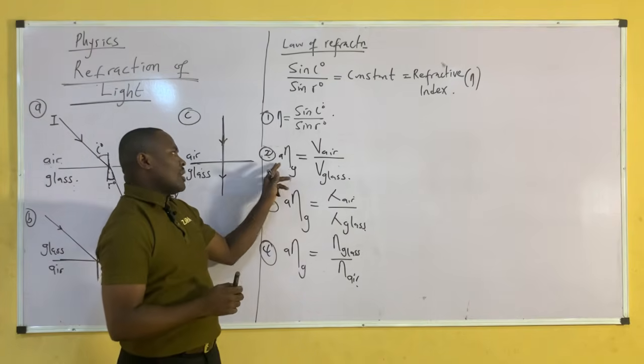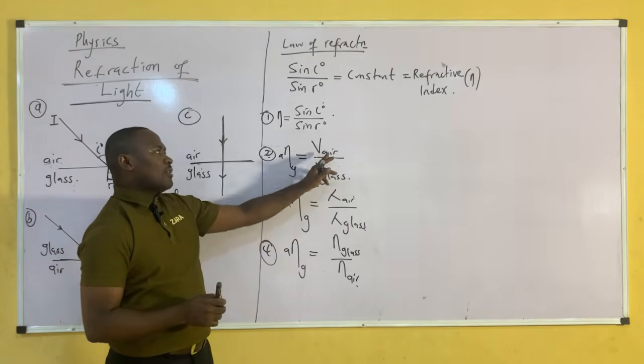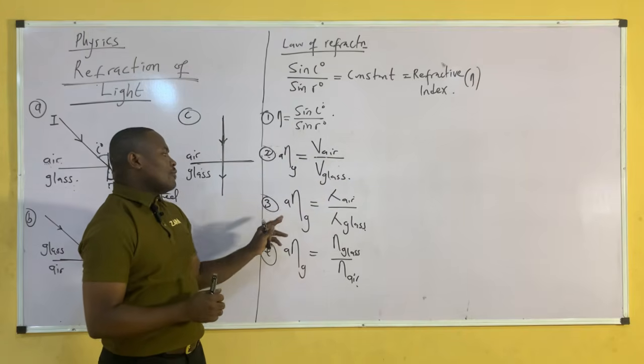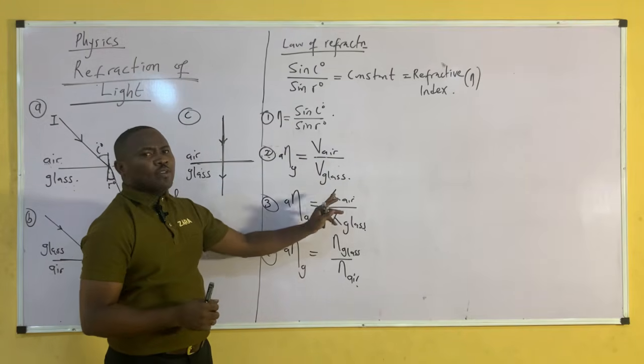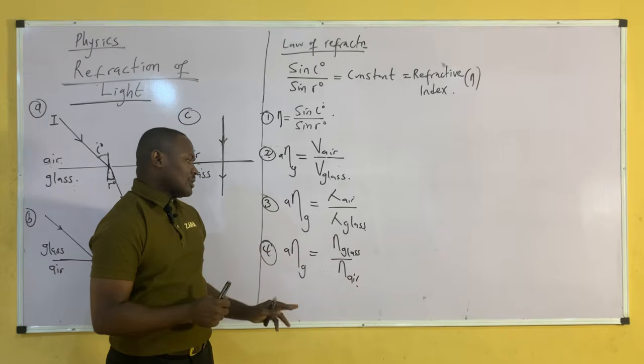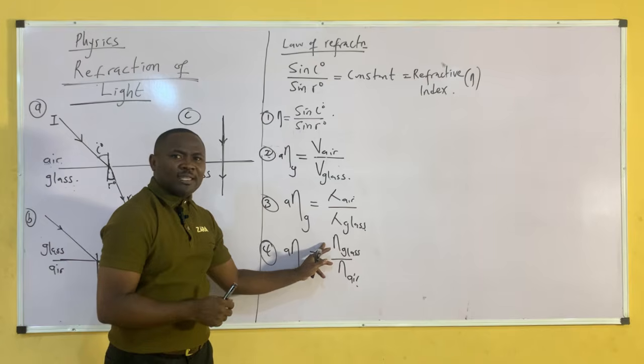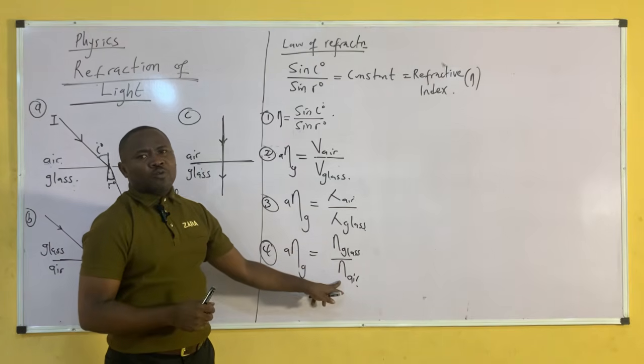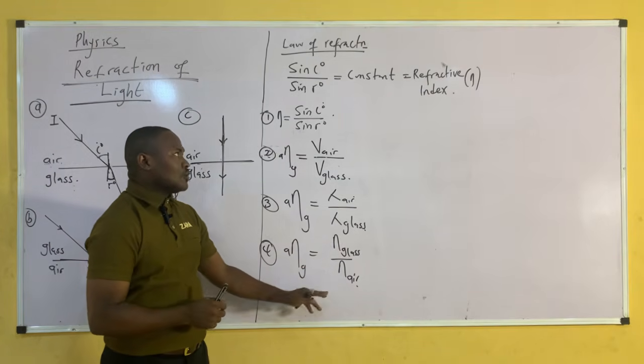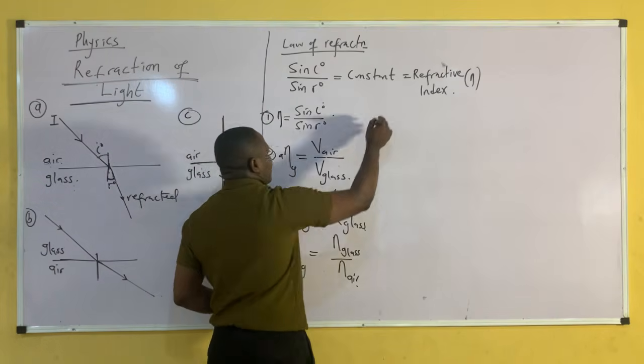Watch, from air to glass, speed of air over speed of glass. From air to glass, wavelength of air over wavelength of glass. But from air to glass, refractive index of glass over refractive index of air. Take note of this. That's how it is expressed.